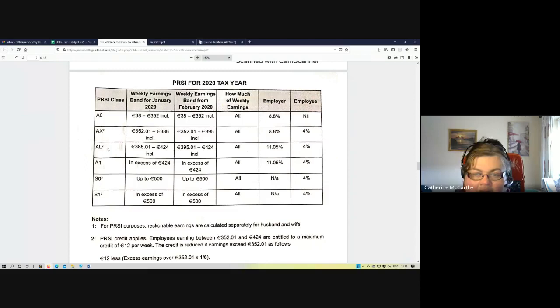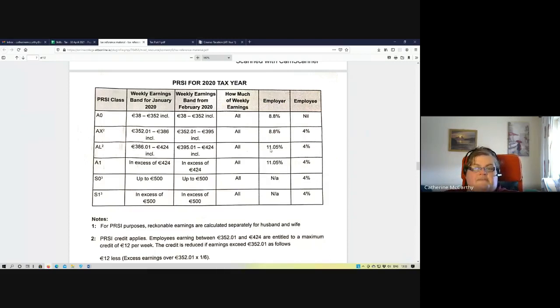Then the AL and the A1 class, so anything over 386 up to January or anything over 395 from February, the employer is paying PRSI of 11.05% and the employee is paying 4%. So again, once you go over 352, every employee pays PRSI at 4%. Once you go over 395 from February, the employer's PRSI goes up to 11.05%.